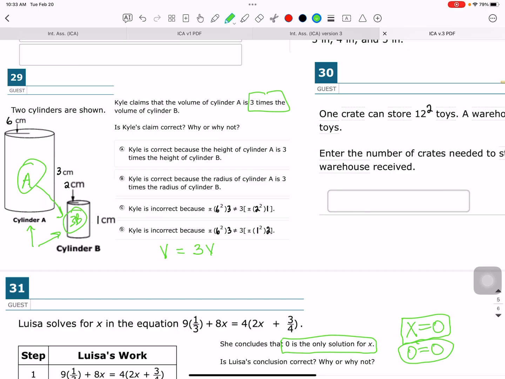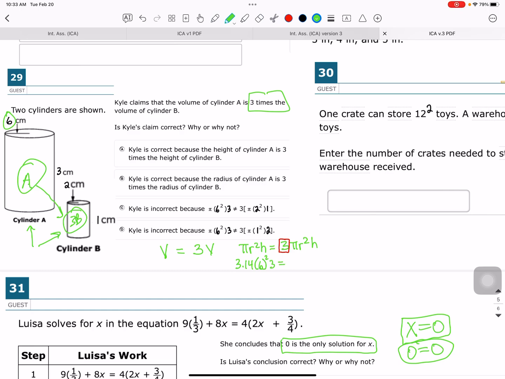The volume of the big guy is pi r squared times height, and that should be equal to 3 times the other guy, which is pi r squared times height. If it was 3 times bigger, then as long as you multiply by 3, these should be equal. So this is 3.14 times the radius of the big guy, which is 6, right? That's 6 up there. Twice times height is 3.